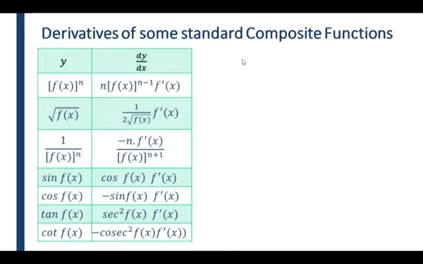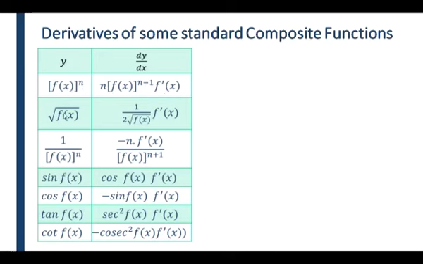Derivative of some standard composite functions. The first function is f(x) raised to n. Can we relate this? Yes, we can relate this with x raised to n. So how can we find the derivative? [f(x)]^n will be n [f(x)]^(n-1), and then again the derivative of f(x).